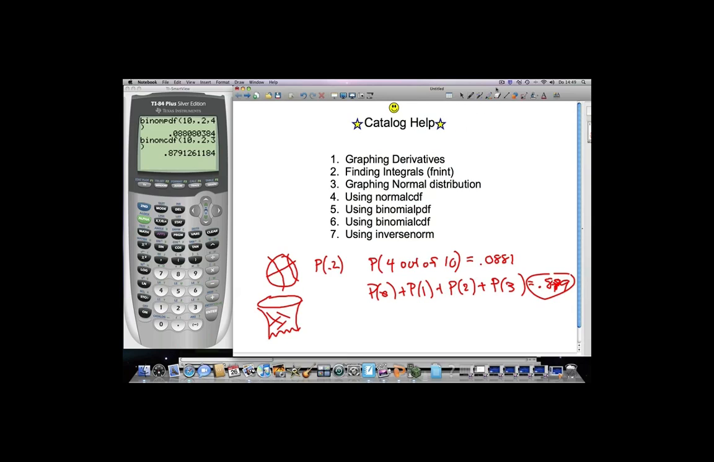That's it. That same catalog help will help you with inverse norm, normal CDF, the finding of integrals from the math menu, or most things that you need. But those would be the 7 that we feel you'll probably end up using the most.